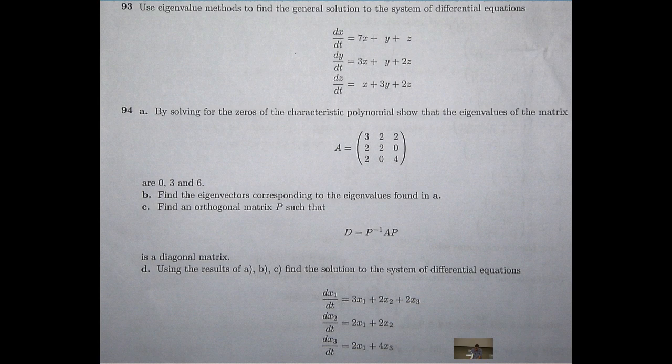93 is another application of eigenvalues and eigenvectors. Okay, you can see that we've got a system of differential equations here. So think of this as like a vector differential equation. And we're asked to use eigenvalue methods to find the general solution to the following system.